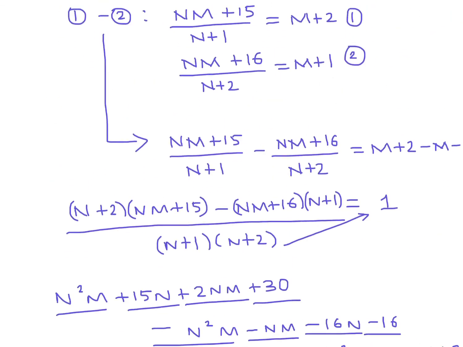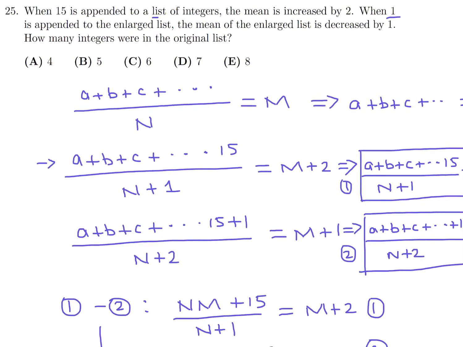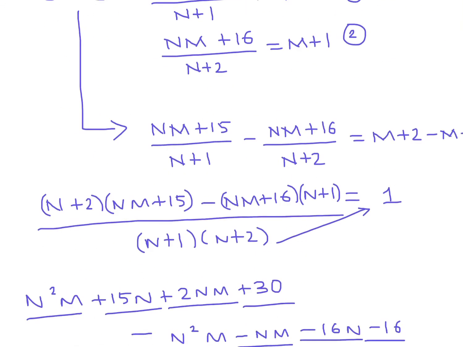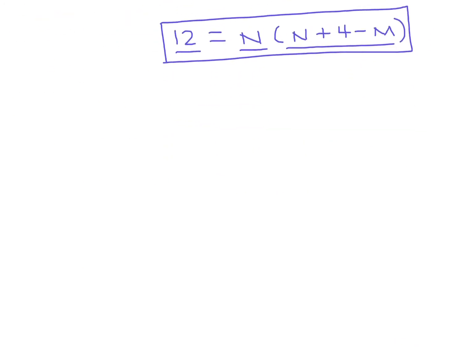So for example, I just want to make sure, it's a list of integers, correct? And the mean is increased by 2, and so on. But n is the number of integers, so n has to be an integer itself. For example, if there's 15 integers, 20 integers, n is always going to be an integer. So what integers divide into 12?